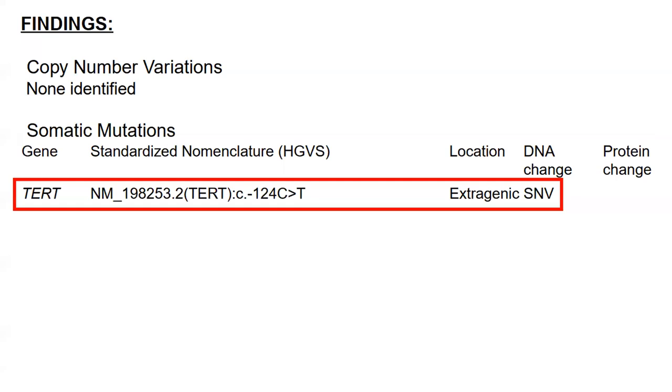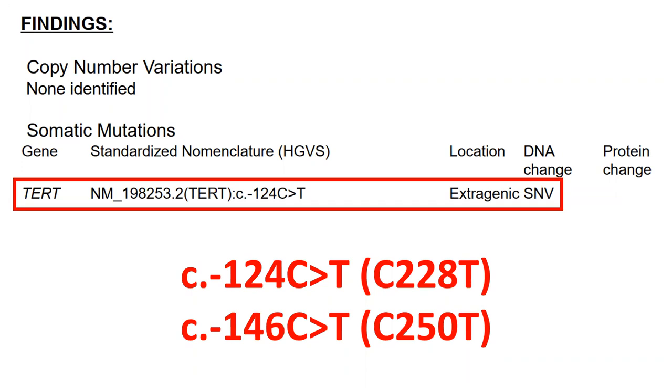Section immediately below this. Oh, wow. It is one of the two canonical TERT promoter mutations. So C minus 124, that means it's 124 base pairs pre the coding region, pre the start codon. All right, the two canonical TERT promoter mutations that they're seeing in all tumors, essentially, minus 124 C>T, minus 146, also known as C228T and C250T, respectively. All right, those are canonical.